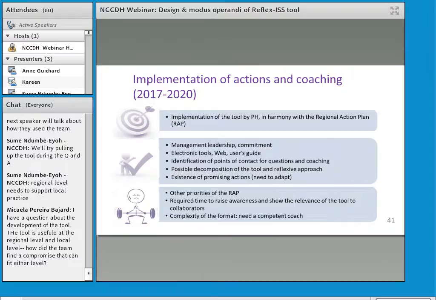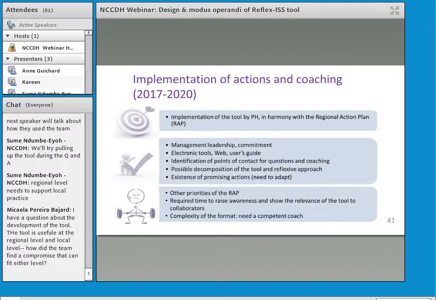We will train all public health actors between 2017 and 2020 because it's in our regional action plan. We do a lot of training on social inequality. We did a webinar last week on social inequality. All people will follow the webinar in French on the Reflex-ISS tool.